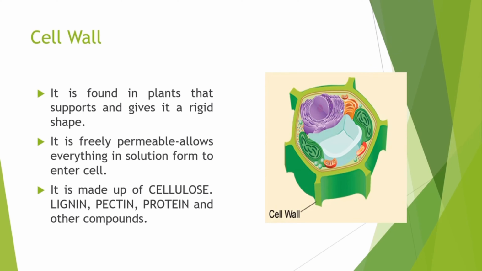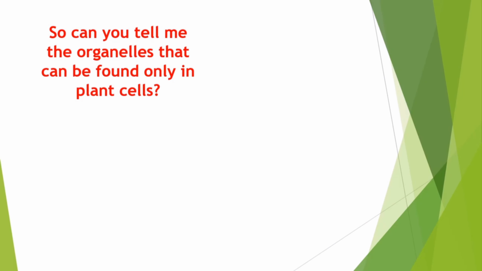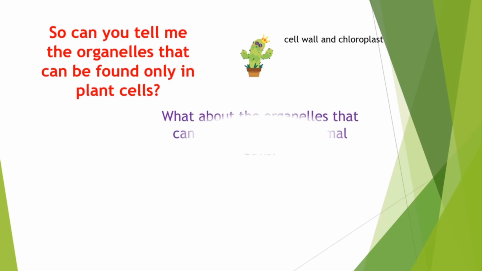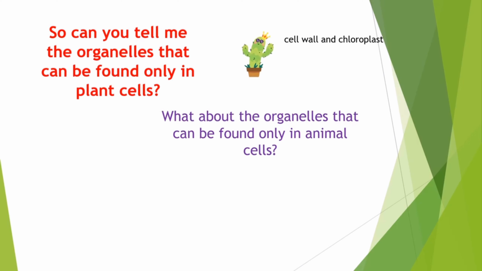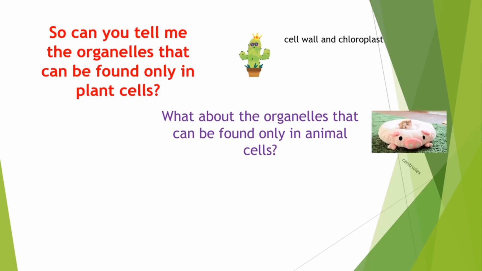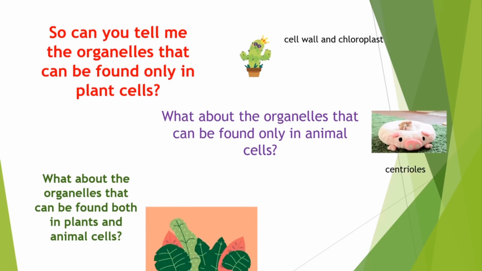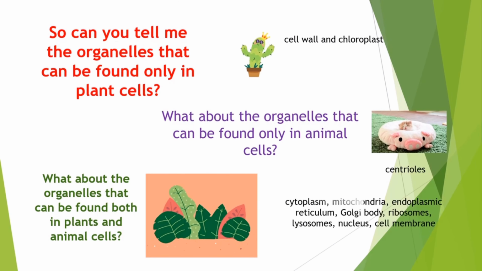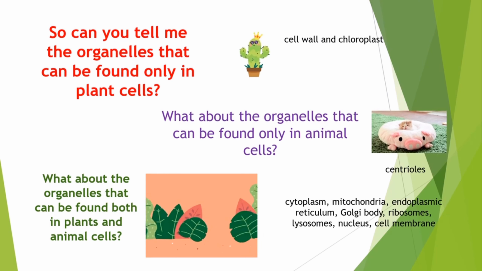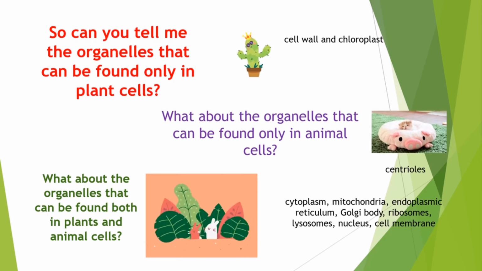So can you tell me the organelles that can be found only in plant cells? Anyone? Very good. We have the cell wall and the chloroplast. What about the organelles that can be found only in animal cells? Very good. The centrioles. And what about the organelles that can be found both in plant and animal cells? Very good. We have the cytoplasm, mitochondria, endoplasmic reticulum, Golgi body, ribosomes, lysosomes, nucleus, and cell membrane.